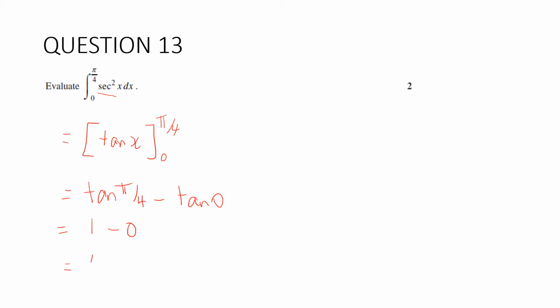Question 13. Evaluate the integral between 0 and pi/4 of sec squared x dx. Now we know the integral of sec squared x is tan x. So this is pretty easy. We've got a definite integral, so I'm going to put it in square brackets, and we want to evaluate it between 0 and pi/4. Substitute in the pi/4. Take away, substitute in the 0. Tan of pi/4 is 1, tan of 0 is 0. Our answer is 1.